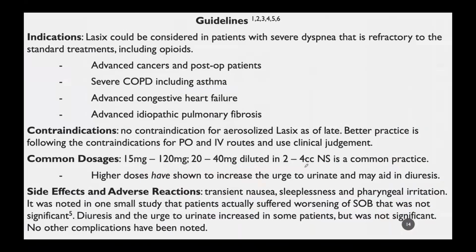Indications should be pretty clear by now. Lasix could be considered in patients with severe dyspnea that is refractory to the standard of treatment, including opioids. Well, you say, Chandler, buddy, let's just use morphine. This sounds so much easier. Well, I've also had patients that kind of revoke or go back against their hospice care because the morphine was too much.